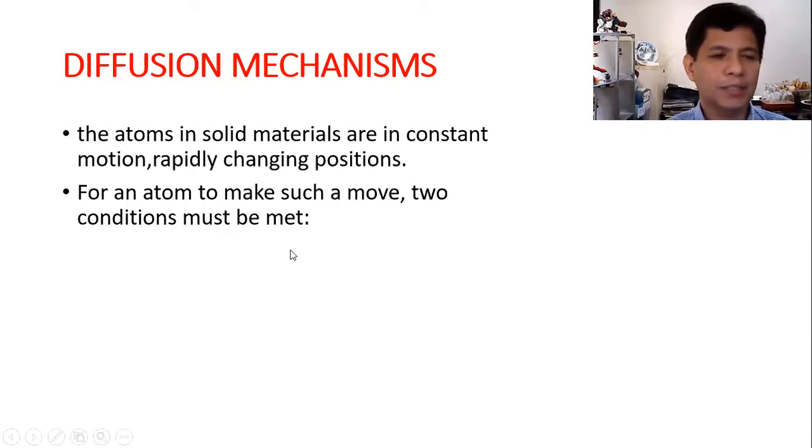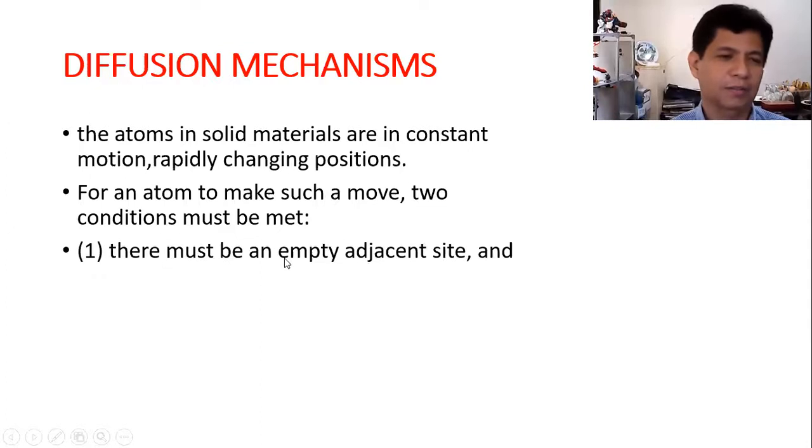So, for an atom to make such a move, two conditions must be met. Alam niyo na naman to, enough energy, at saka dapat merong vacant sa katabing position. No? So there must be an empty adjacent site. Yun yung number one prerequisite para magkaroon ng diffusion. Na-imagine nyo naman yung crystal. If you have a crystal, tapos halimbawa doon sa katabing site, walang laman, so pwedeng mag-move yung atom kasi nagbabibrate siya. So pwede siyang mag-move doon sa katabing adjacent site.